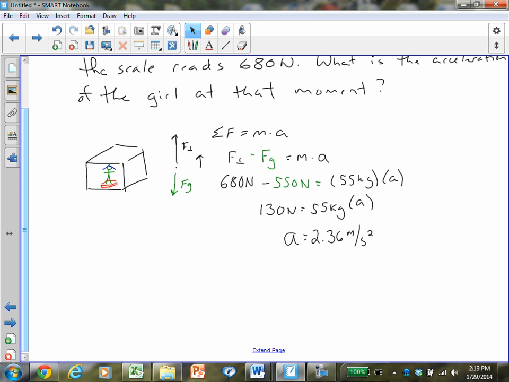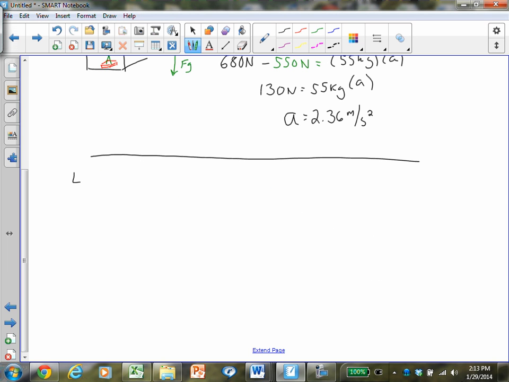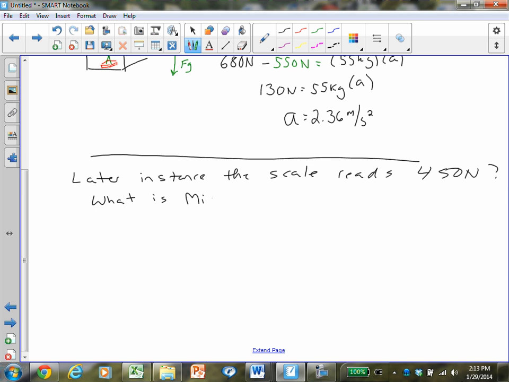So, anyways, then at another later instant in time, the scale reads 450 newtons. What is Missy's acceleration?